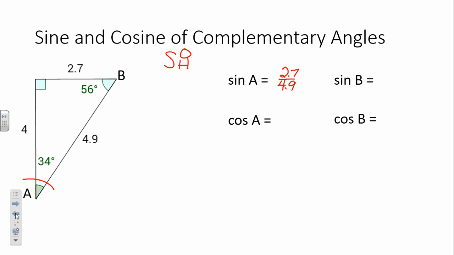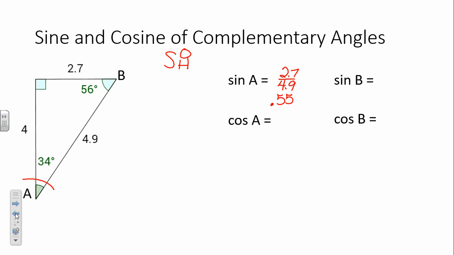All right, so break out your calculator. Let's find this to two decimal places. What is 2.7 divided by 4.9? It's 0.55 to two decimal places. So that would be the answer for the sine of angle A. There's a lot more to it, but 0.55 for now. Okay. Now let's find the sine of angle B.